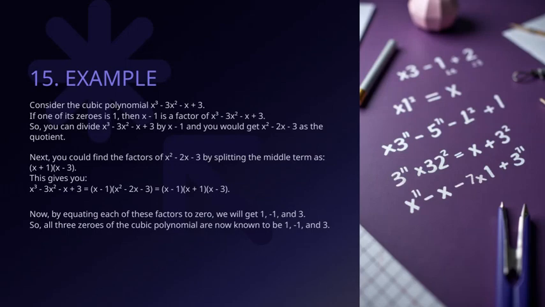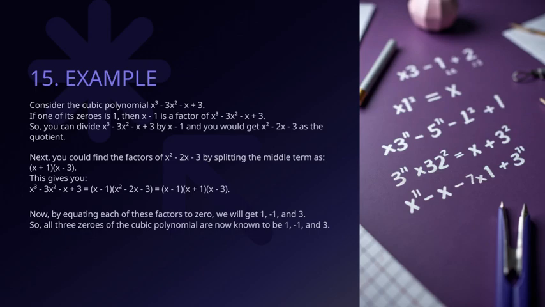Now, by equating each of these factors to 0, we will get 1, -1, and 3. So all three zeros of the cubic polynomial are now known to be 1, -1, and 3. Next, you could find the factors of x² - 2x - 3 by splitting the middle term as (x + 1) times (x - 3). This gives you x³ - 3x² - x + 3 equals (x - 1) times (x² - 2x - 3), which factors further to (x - 1) times (x + 1) times (x - 3).